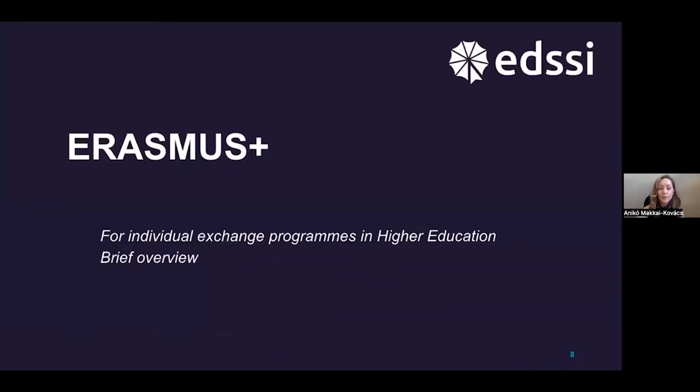So first of all, just to scope down and make sure, now we are talking about the individual exchange programs in higher education, because Erasmus Plus is also for youth, for volunteering service and everything. So now in this project and in this session, we are only talking about the individual Key Action 1 exchange programs for higher education institutions.